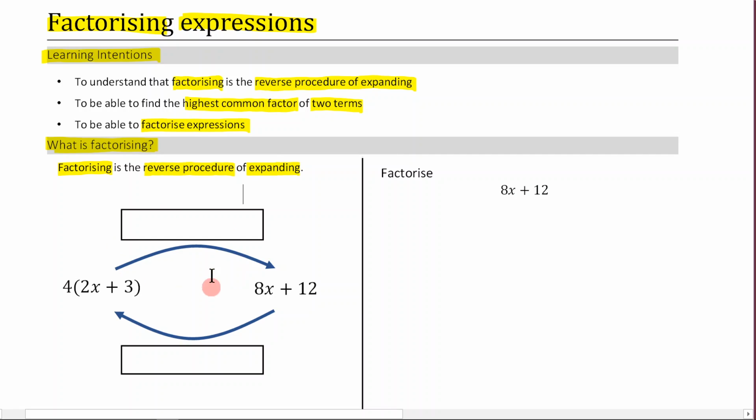Okay, so let's now look at this diagram here. In our last lesson, we learned how to start with something with brackets and eliminate those brackets through a process called expanding. And what we did is we went 4 times 2x, which is 8x, then 4 times 3, which is 12. So that's expansion. It's a way to eliminate brackets. What we're going to learn today is the reverse procedure of expanding, which means we're going to start with something without brackets and then create something with brackets. And this is called factorizing.